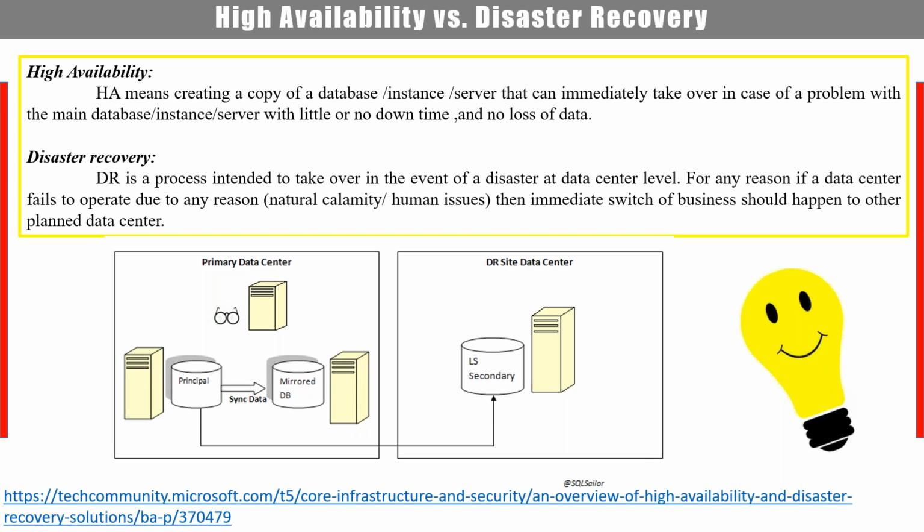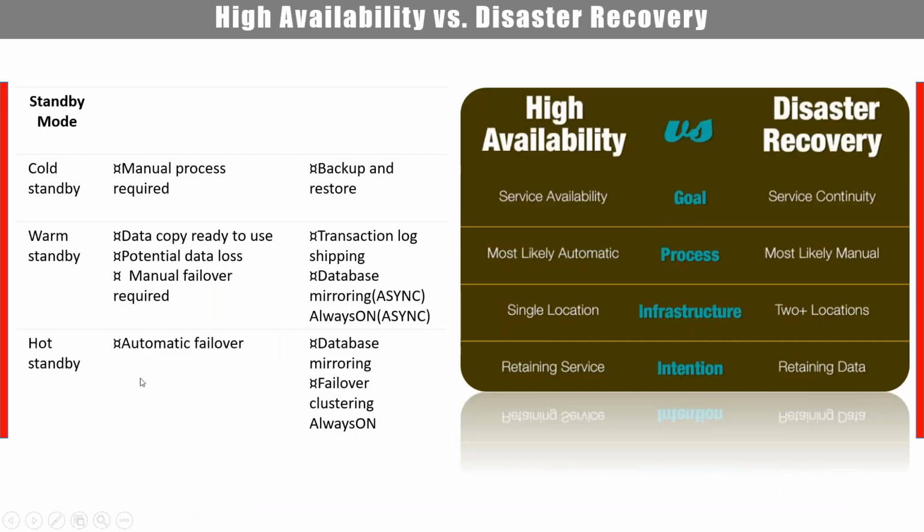Mirroring, clusters, and always on availability groups are the three major hot standby solutions, meaning automatic failover. If something goes wrong on the primary, the secondary will take the responsibility to run your entire application. Clear? Hot standby means automatic failover, warm standby means manual failover, and cold standby means taking the backup and performing the restore manually. Does everyone understand?